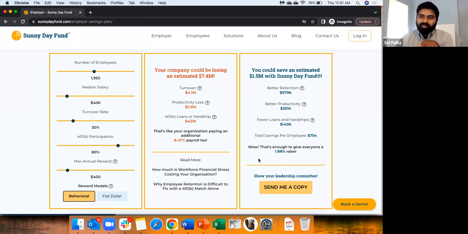And it's giving them a peek behind the curtain. One more thing, by the way, on the employee side: we actually equip the employee with a fun calculator. Can I show you that as well?